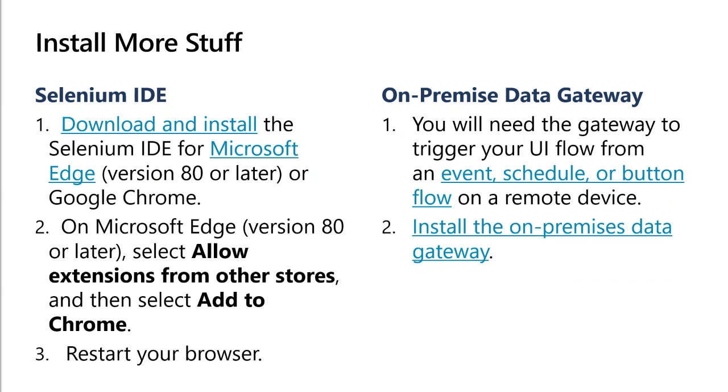Another component that you may need is an on-premises data gateway. This is used if you're planning to trigger your UI flow from another flow, so if that's an event, a schedule, or a button flow on a remote device. The links here provide some additional information on how exactly to install and configure that on-premises data gateway.